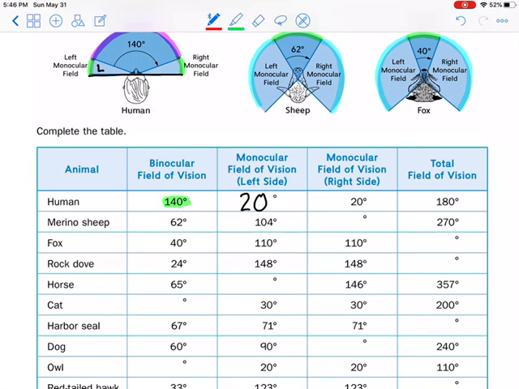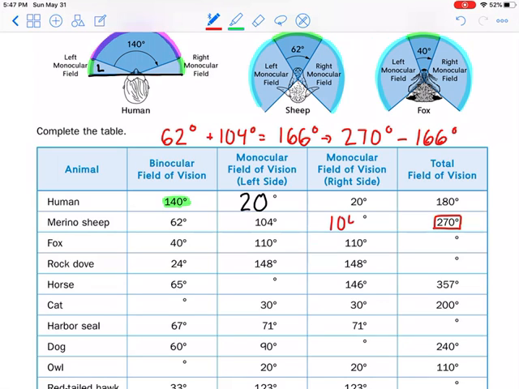Okay, so let's look at the sheep. The sheep's binocular vision, so what they can see with two eyes, is 62 degrees. And they gave us what they can see with their left eye, which is 104 degrees. Their total field of vision is 270 degrees. So if I did 62 degrees plus 104 degrees, I would get 166 degrees. Then I would subtract that from the total vision, which is 270 minus 166 degrees, and you would be left with 104 degrees. So that's what the monocular field of vision for their right side is.